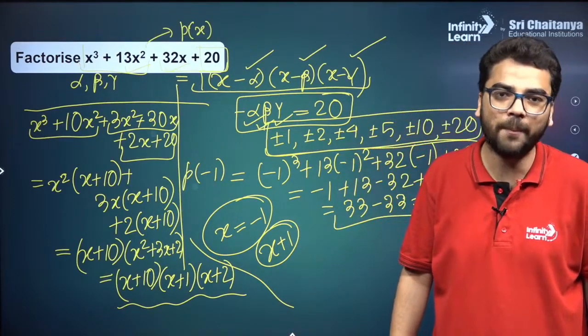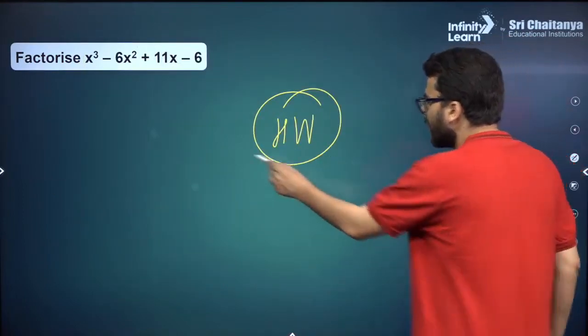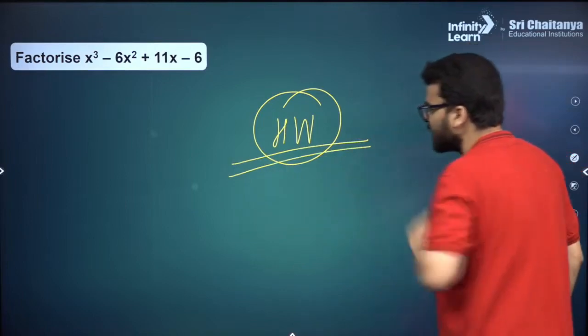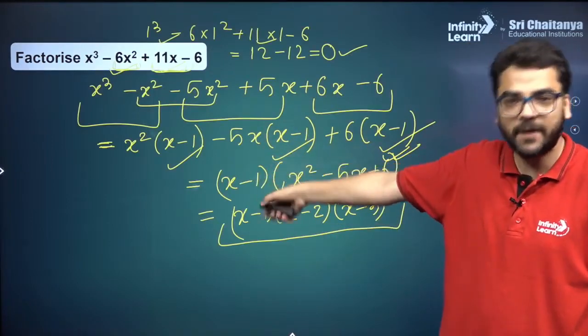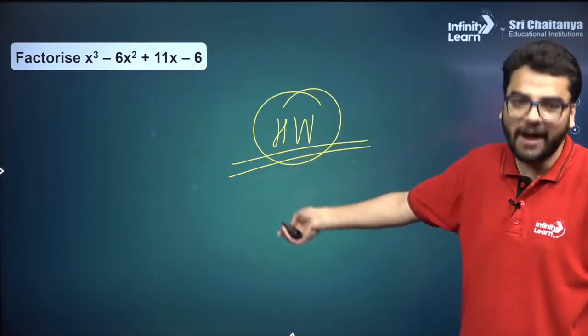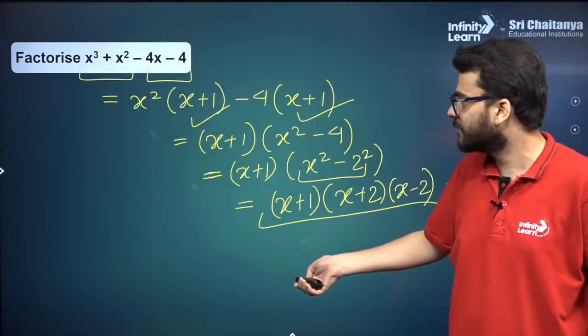I hope it is clear. So you can try doing this question and let me know the answer in the comment section after the class. Although I did it already, this time I did it using splitting the middle term. You can do this using factor theorem. Do it honestly and comment your answer in the comment section after the class.